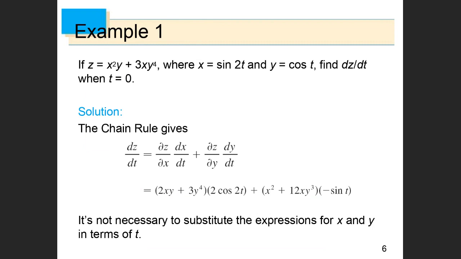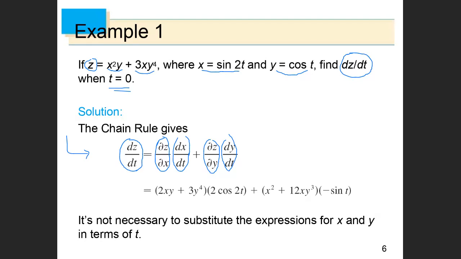So let's see the first example here. Here we have z as x squared y plus 3xy to the power 4. And we have x equals sine 2t and y equals cosine t. So the question here is to find dz over dt when t equals 0. So if we use the chain rule, what do we have? We have dz over dt is differential z over differential x times dx over dt plus differential z over differential y times dy over dt. Okay? So first of all, let's compute these parts.